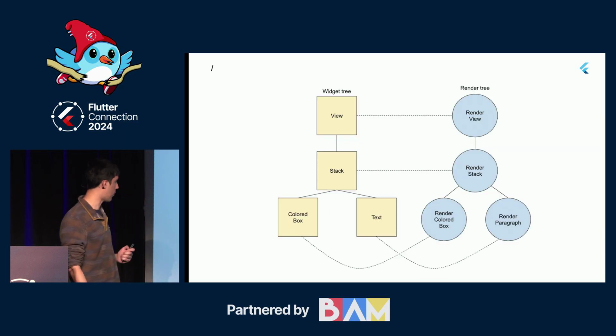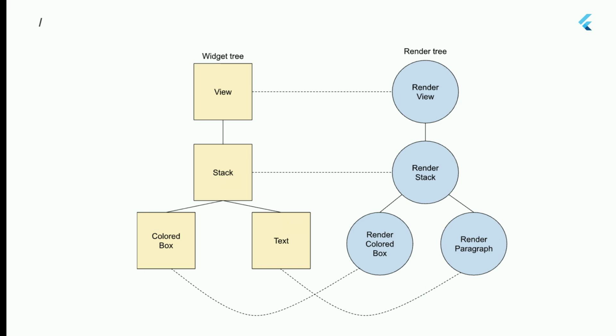But the render tree tends to be quite low level and not very convenient to work with. So instead, what your Flutter application creates is a widget tree. And then the Flutter framework uses this widget tree to create or update the render tree. So on the left-hand side here is my widget tree in the yellow squares. And then on the right-hand side is the render tree that the Flutter framework creates in the blue circles.